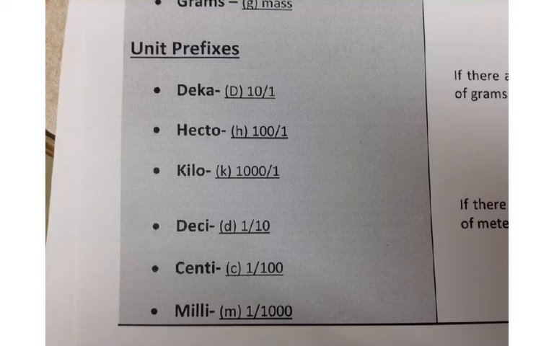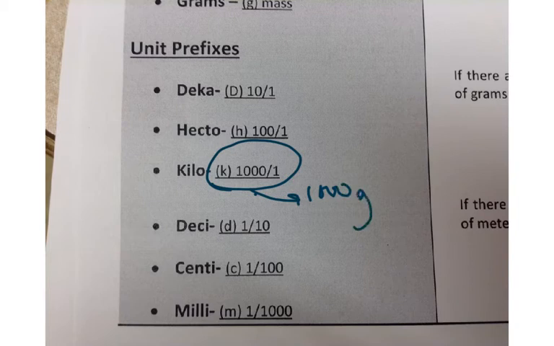So for example, I'm going to do kilo. This one says I need 1,000 of my base units. Let's say grams. So I'm going to need 1,000 grams for every 1 kilogram. So I need a lot of little grams to make up one big kilogram. That's the 1,000 to 1 ratio. So for every 1,000 of my base units, such as grams, meters, or liters, I get 1 kilogram, 1 kiloliter, 1 kilometer.